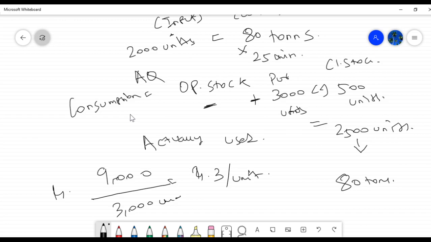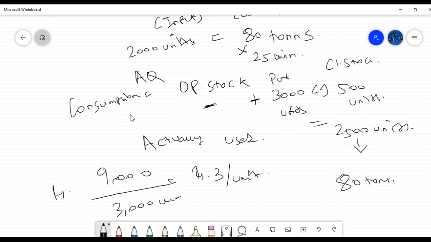Now, actual quantity used, how much? 2500 units into standard price, already available, 2 rupees. Then again actual quantity used, 2500 units into actual price, how much? 3 rupees. So 2500 into 2 is 5000 rupees. 2500 into 3 is 7500 rupees.